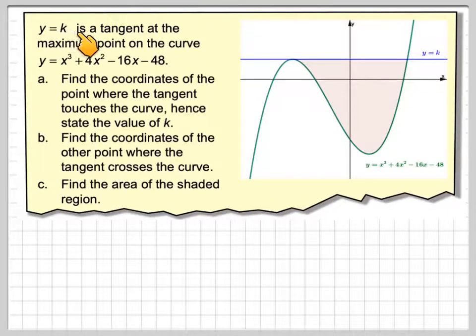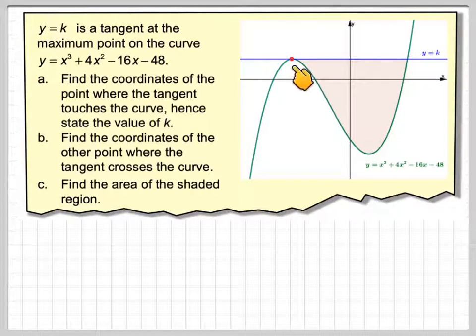The line y is equal to k is a tangent at the maximum point on the curve y is equal to x cubed plus 4x squared minus 16x minus 48. Find the coordinates of the point where the tangent touches the curve, hence state the value of k. Find the coordinate of the other point where the tangent crosses the curve, and find the area of the shaded region.